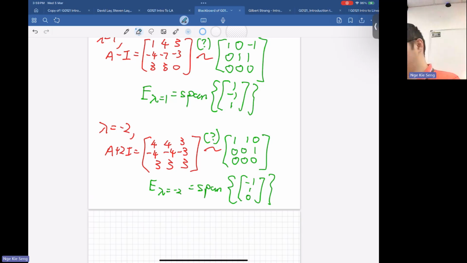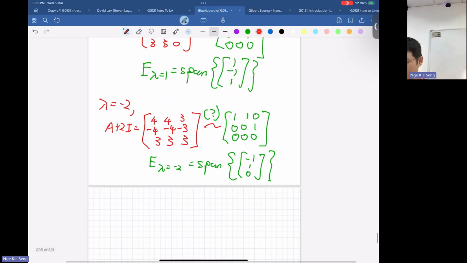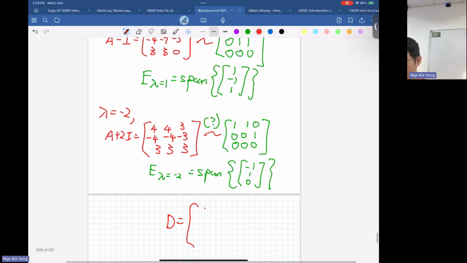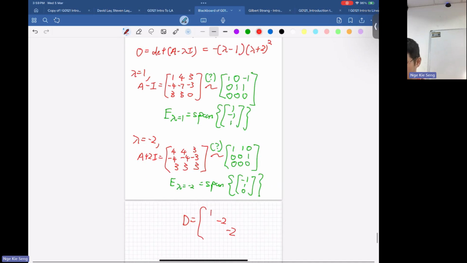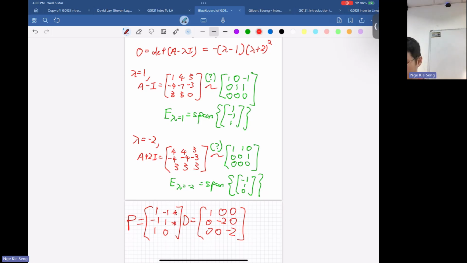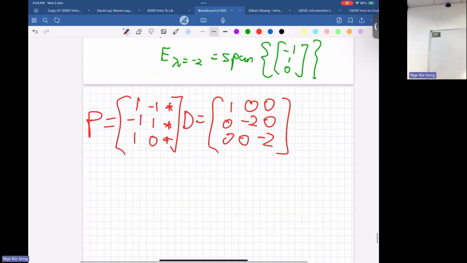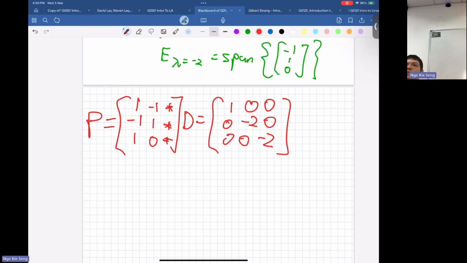Okay. So if you're going to form your P, I mean form your D, D is let's say 1, -2, -2, right? So our algebraic multiplicity is 2. But if you try to form your P, your P only has 2 linearly independent vectors here. So not enough. Again, not enough to form your diagonalization.